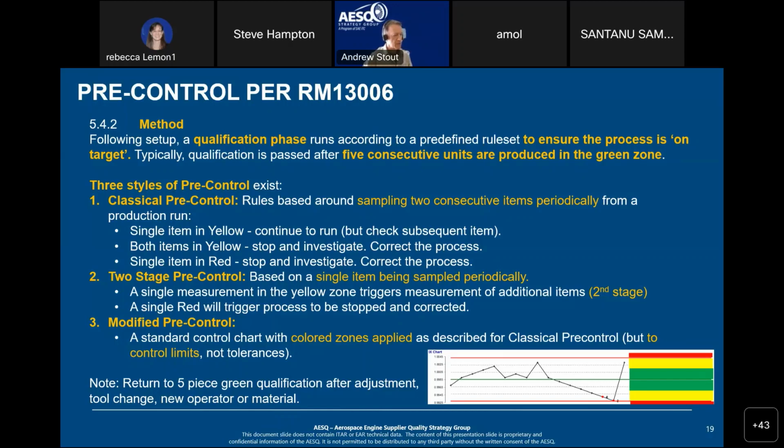So typically, after a process adjustment or tool change or a different operator or change of material, something like that, you need to return to the 5-piece qualification, which is 5 pieces in the green zone before going on. Okay, next slide, please.